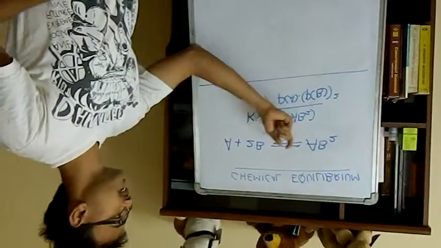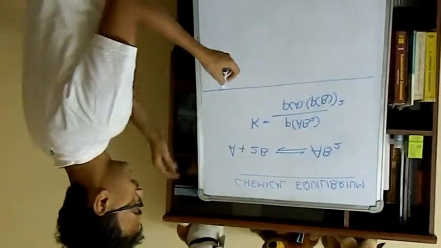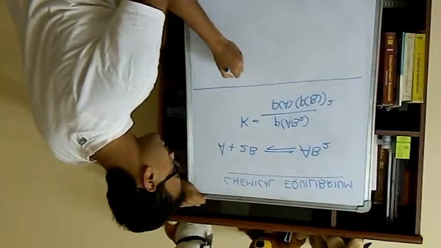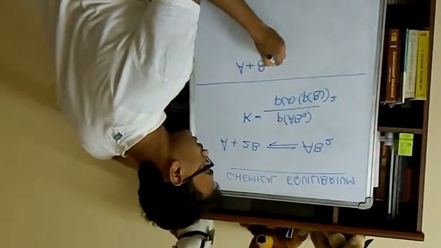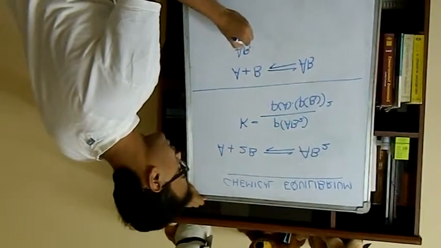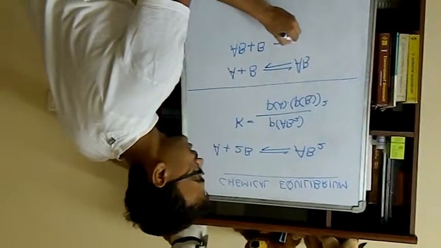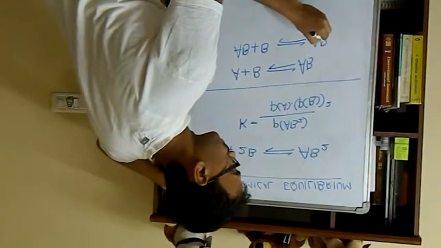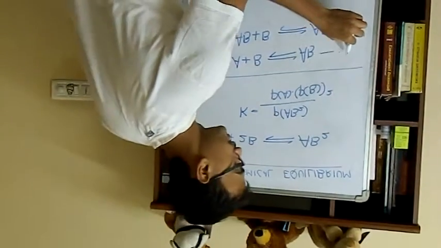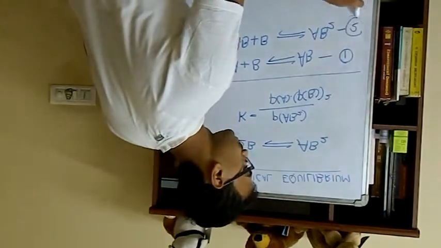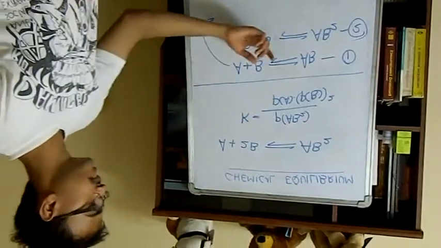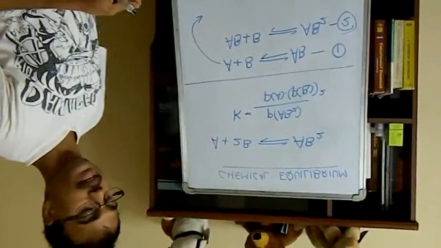Supposing that this equilibrium reaction is not a single step reaction, hypothetically the mechanism of this reaction is that a molecule of A reacts with a molecule of B to give a molecule AB, and a molecule of AB reacts with a molecule of B to give a molecule of AB2. These two are elementary reactions, so let us denote them as 1 and 2. Let us consider the first reaction. This is an equilibrium reaction.